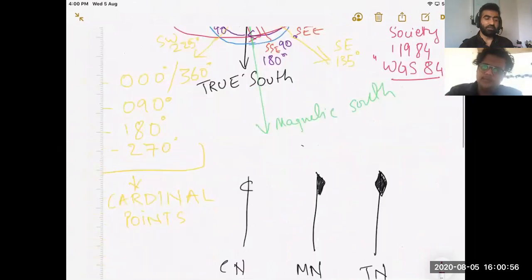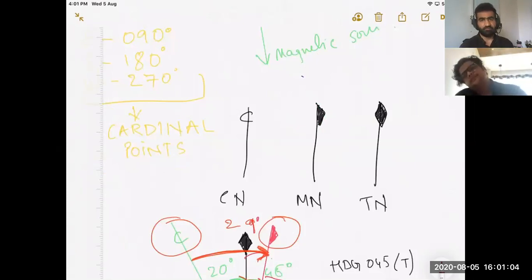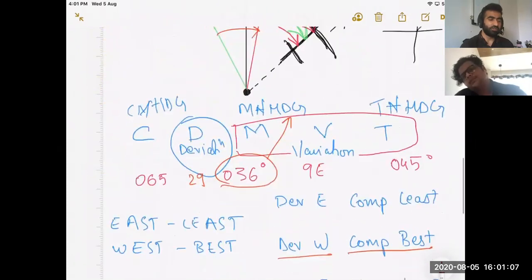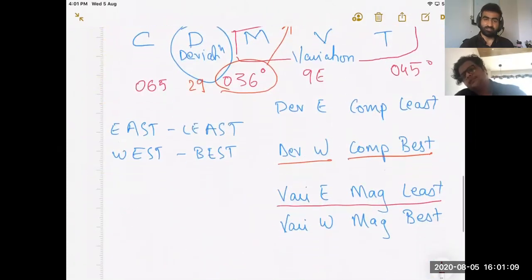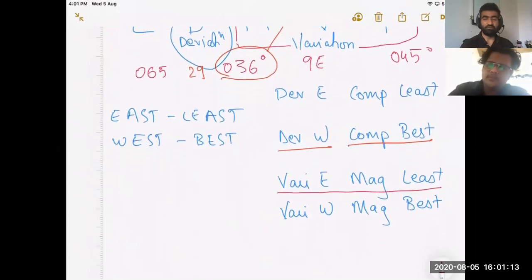The angular difference between magnetic north and true north is known as variation. Variation can be east of true north or west of true north. Whenever variation is east of true north, the magnetic value is lesser than true north. Whenever variation is west of true north, the magnetic value is best, or higher, than true north.